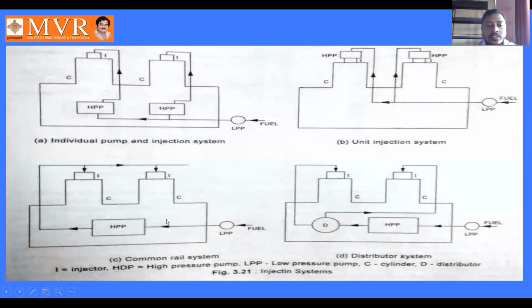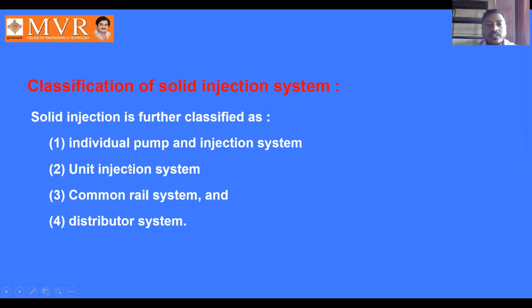In this system, we can observe the symbol I. I indicates the injector. HPP means high pressure pump, and we can observe the high pressure pumps here. LPP means low pressure pump. C represents the cylinder, and D means a distributor. These are some of the components which we use here in the solid injection system.